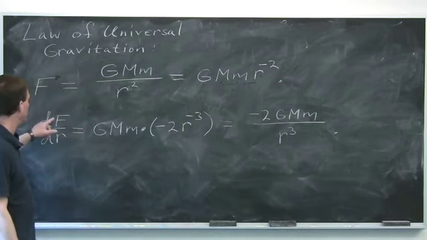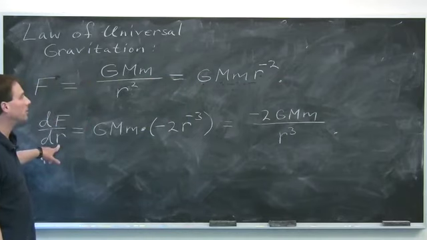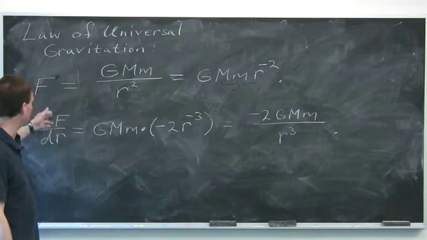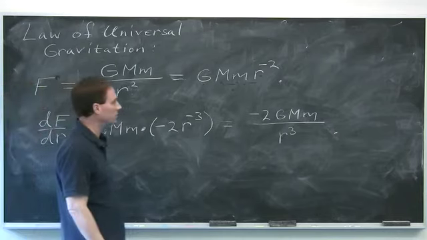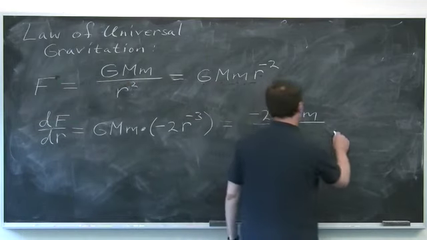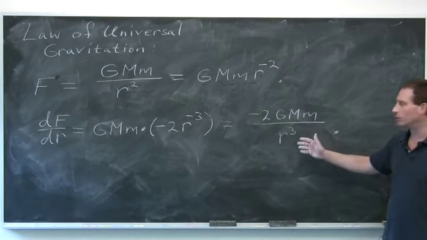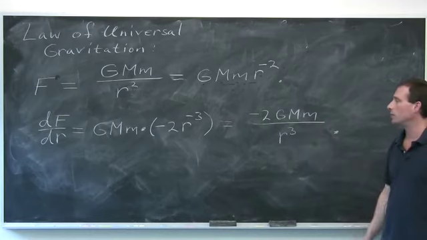The units would be newtons per meter, or whatever, and if you were using different units, it would be your force units divided by your distance units. So the rate of change is, well, we could say inversely proportional to the cube of the distance between the objects. All right.